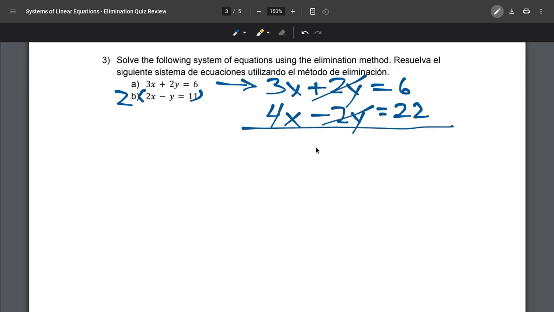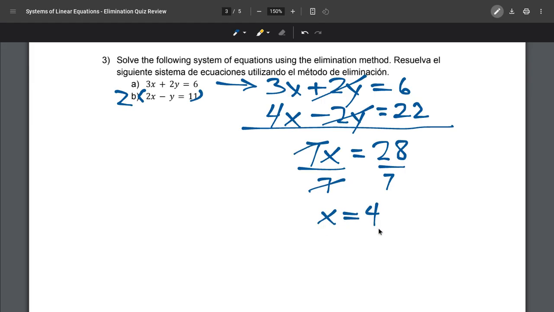The y's here will cancel. We'll get 3x plus 4x equals 7x. 6 plus 22 equals 28. We'll divide both sides by 7. And we'll get x equals 4.